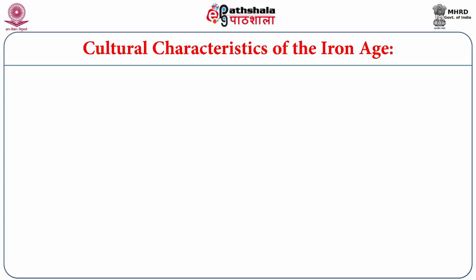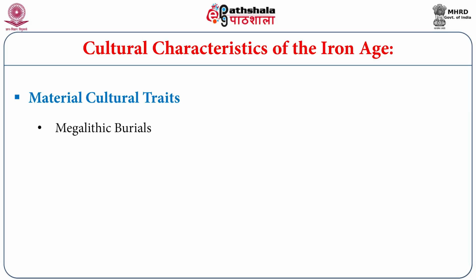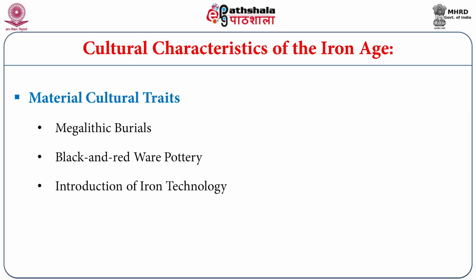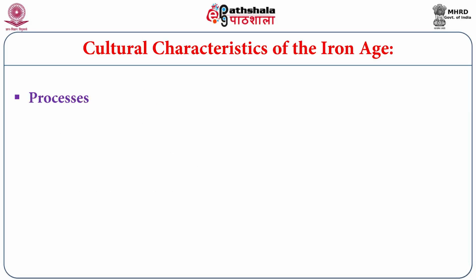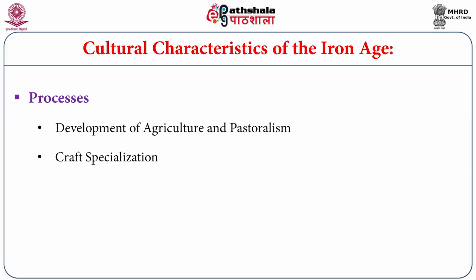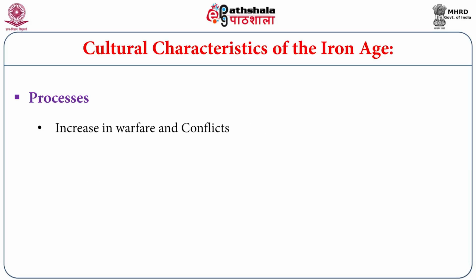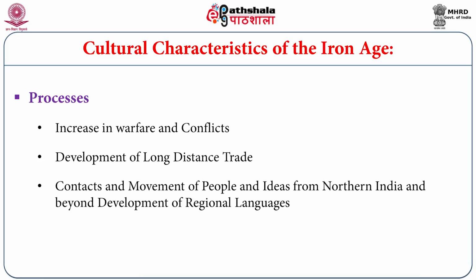What are the cultural characteristics of the Iron Age period? Coming to the material cultural traits, we have evidence of megalithic burials, black and red ware pottery, and the introduction of iron technology. And there are several processes associated with the Iron Age. They are development of agriculture and pastoralism, craft specialization, population increase, increase in warfare and conflicts, development of long distance trade, contacts and movement of people and ideas from northern India and beyond, and the development of regional languages. These are the major agencies and processes related to the Iron Age period.